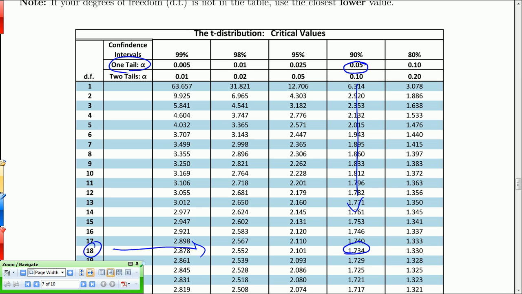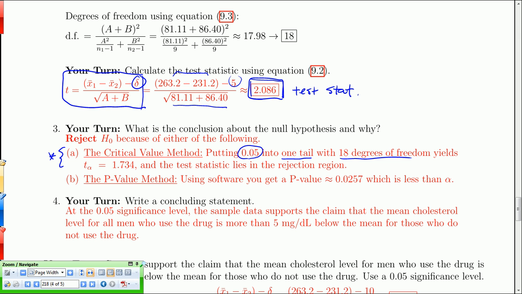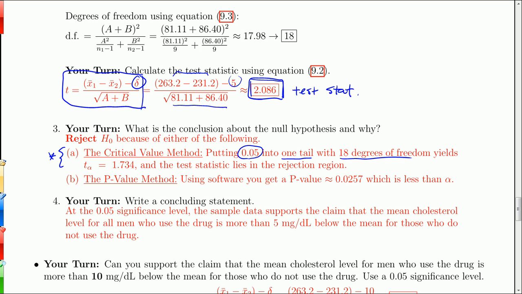So let's go back to our problem here. Critical value is 1.734. And again, I didn't draw the distribution, but if I did, it looks something like this, right?